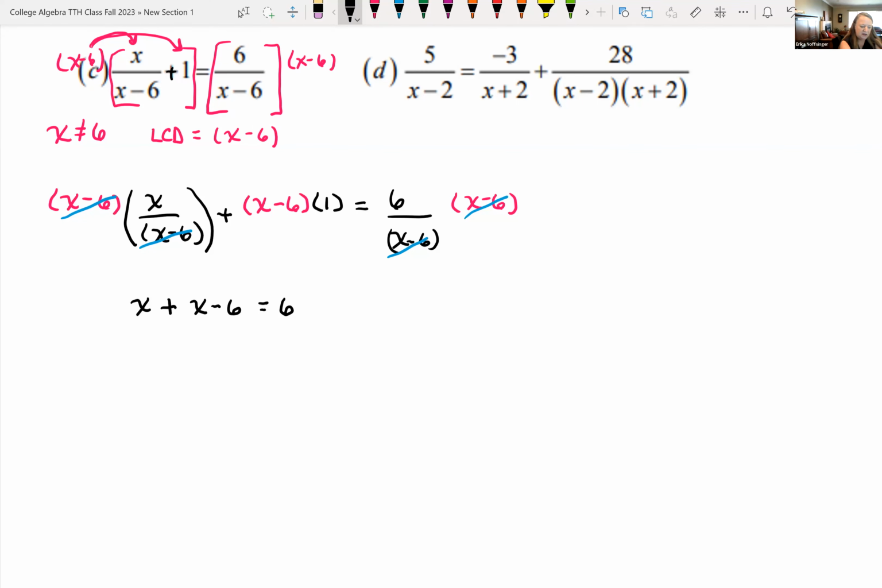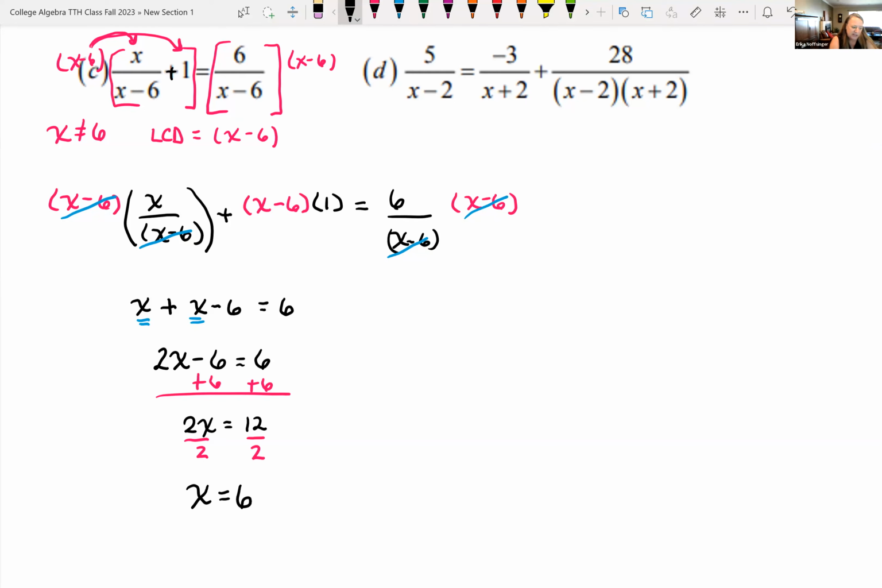And so now we want to simplify each side of our equal sign down. And so we have x plus x, which is 2x. 2x minus 6 equals 6. We want to get x by itself, and so we could add 6 to both sides of our equal sign. And so we get 2x equals 12. If we divide both sides by 2, I get that x is equal to 6.